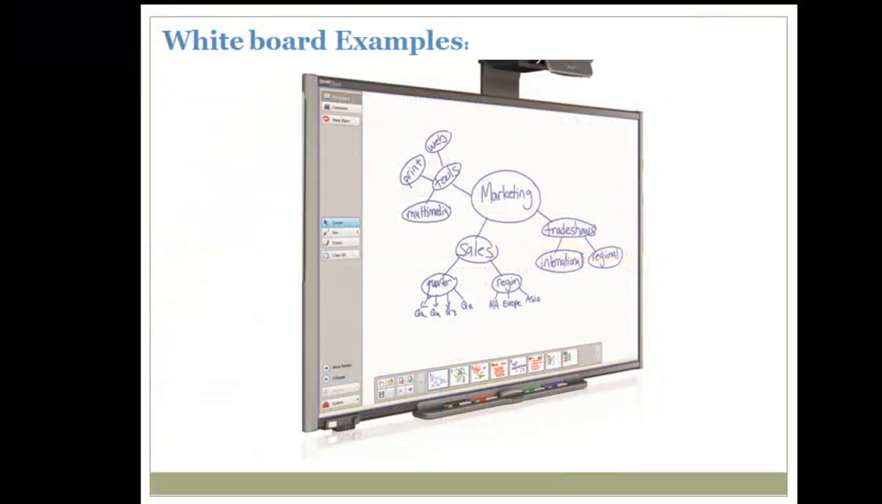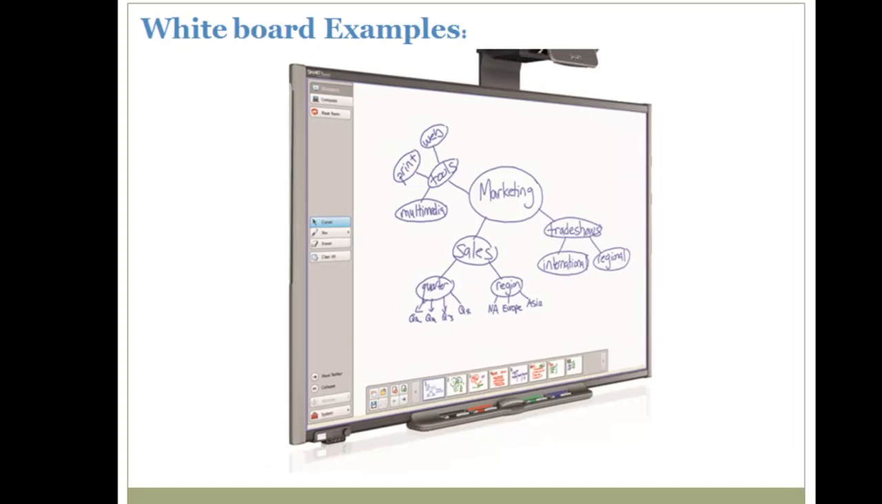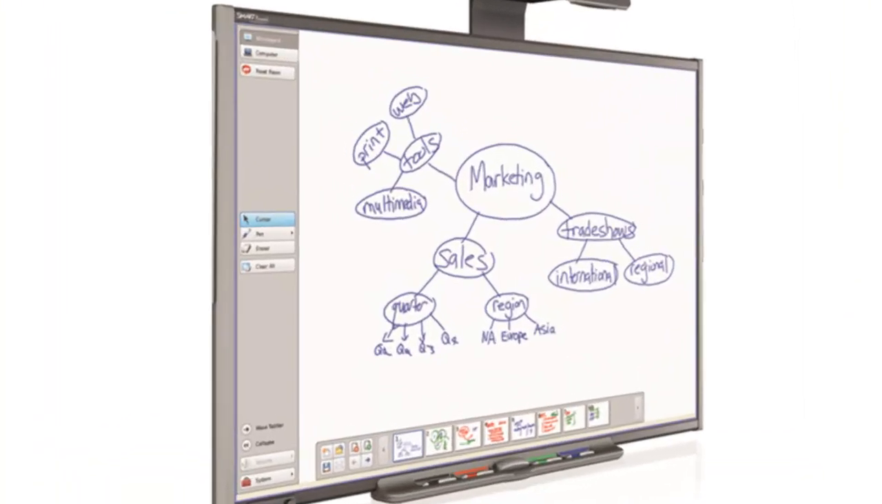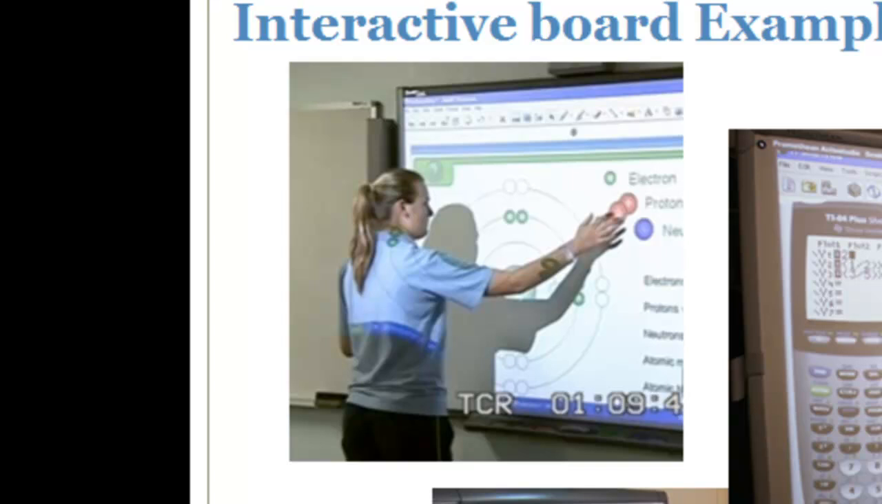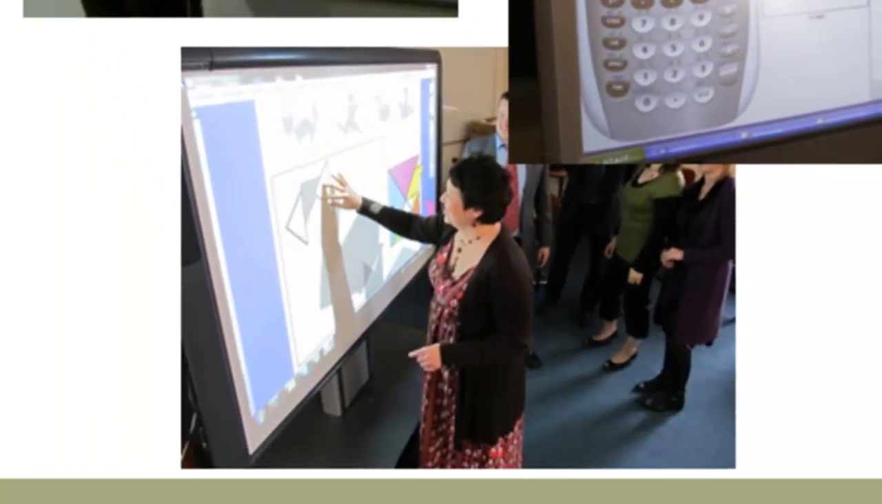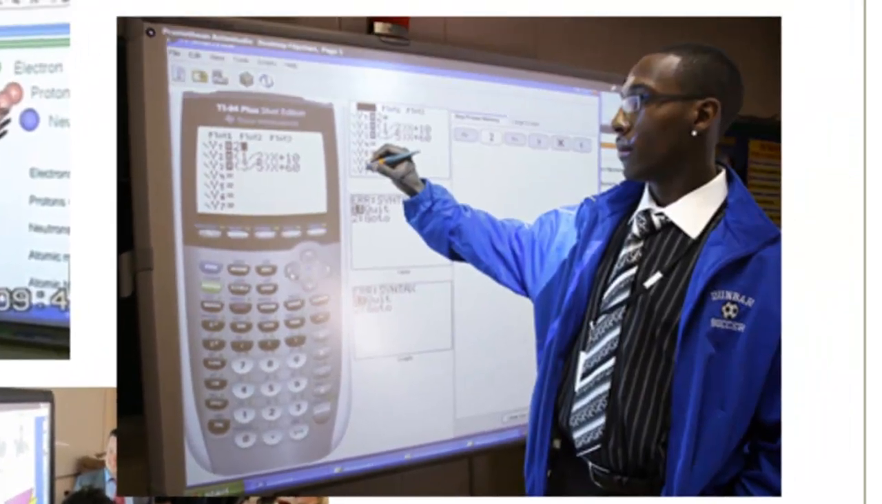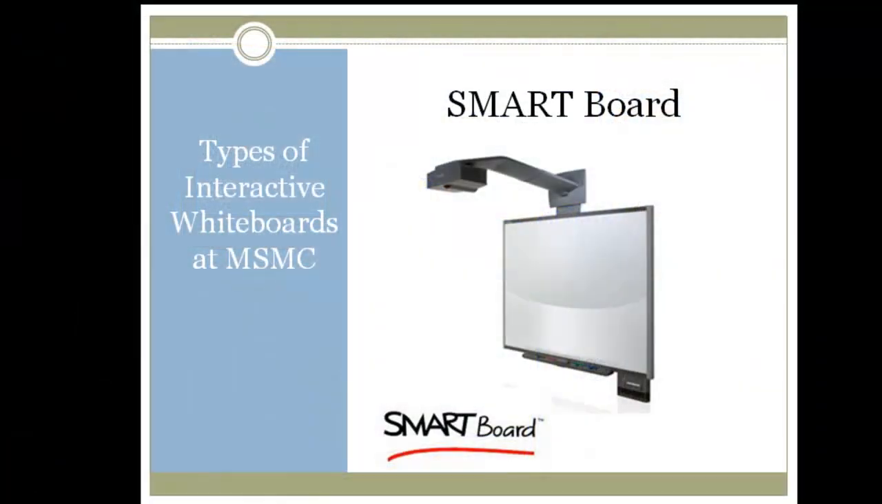Or you can also use it as a plain whiteboard, write what you want, and then save your image or print your image. As an interactive whiteboard, you can project an interactive activity, drag elements around, manipulate elements, and click on items. On campus, we have two different types of interactive whiteboards.